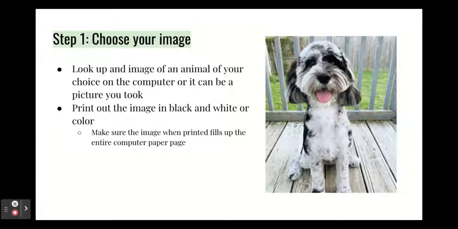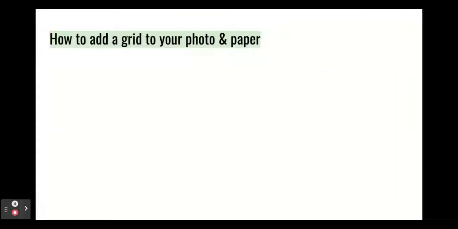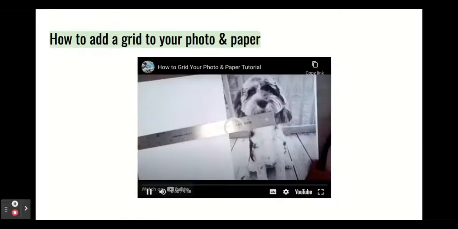Print out the image in black and white or in color. Make sure that the image, when it is printed, fills up the entire computer paper. After you do that, we're going to grid your photo and your final draft paper. It is important to put a grid on your photo and your final draft paper because it actually helps you with navigating exactly what you should be drawing within each square, which makes your artwork more realistic. So instead of focusing on the entire piece when we're drawing, we're going to be focusing on each grid as we draw each outline of the thing that we're drawing. In the next video, it actually shows you how to grid your paper. So let's take a look.